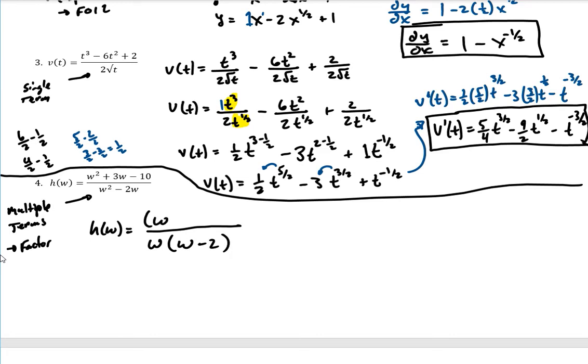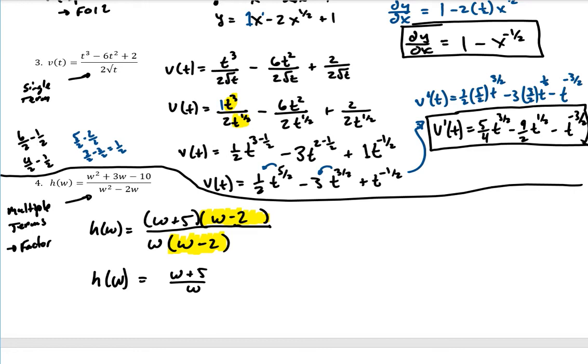It looks like it'd be w, so I need positive 3 and a negative 10 once it checks out. So I'm going to do guess and check. Okay, so I have w, I think it's going to be plus 5 and w minus 2. Quick check, w times w is w squared, minus 2w plus 5w is plus 3w. 5 times negative 2 is negative 10. Good. And now, look at this. w minus 2 would divide w minus 2, so those cancel each other out. So we have h of w is just w plus 5 over w.